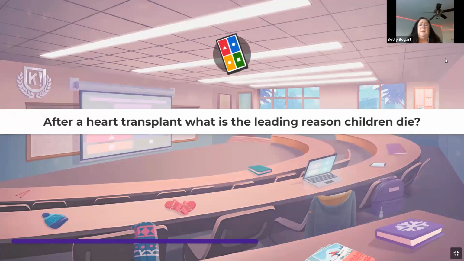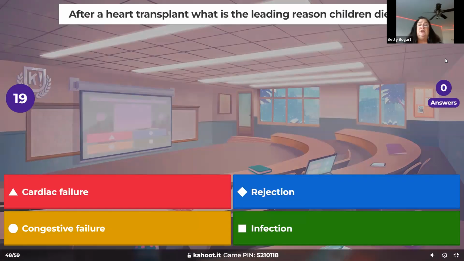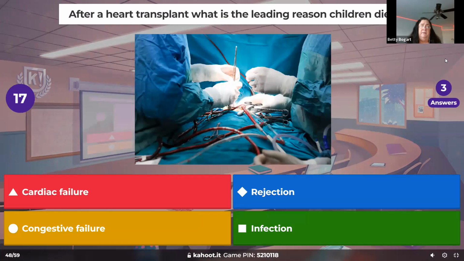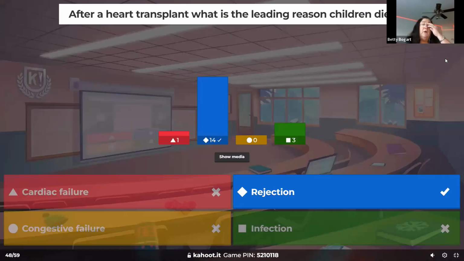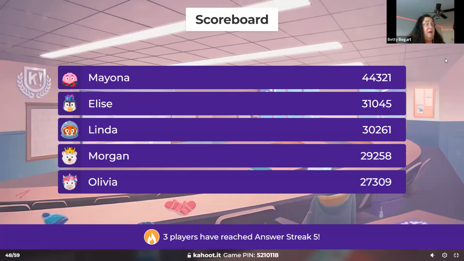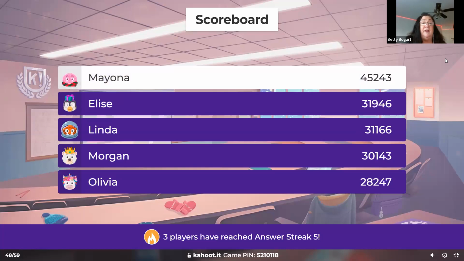After a heart transplant, what's the leading reason children die? So it is rejection. It's not failure. It's not infection. Remember, rejection. The body said, I don't want this heart. It's not mine.